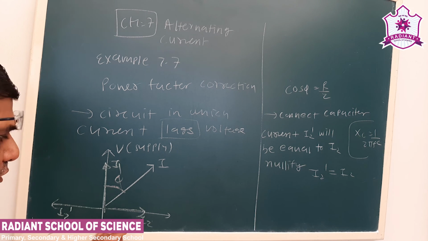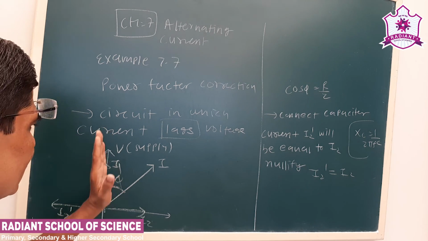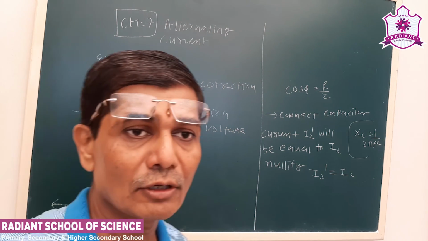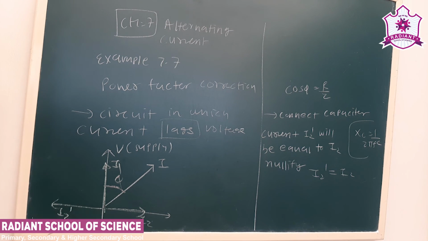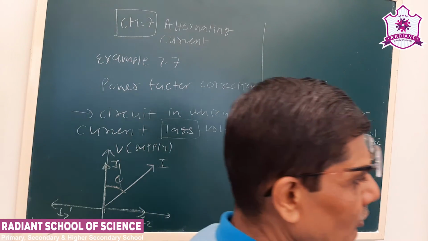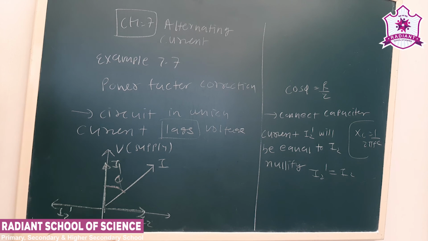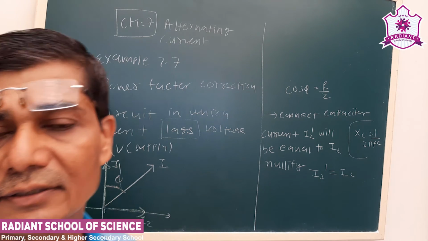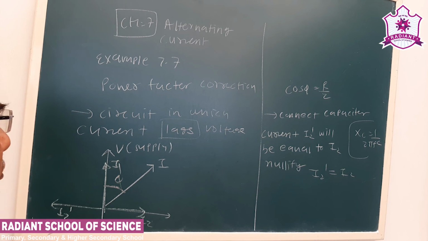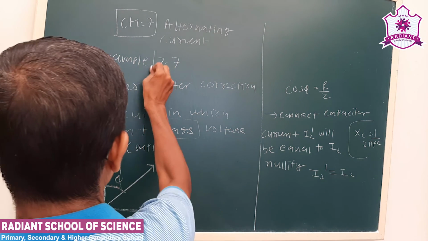So the resultant of these two, I2 and I2 dash, will be 0, and our current will be in the direction of the supply voltage. So this is called power factor correction in terms of electricity. By connecting a suitable component, we can nullify this lagging effect. We can improve the power factor of the circuit, and power in the circuit can be increased. So this is about example 7.7.